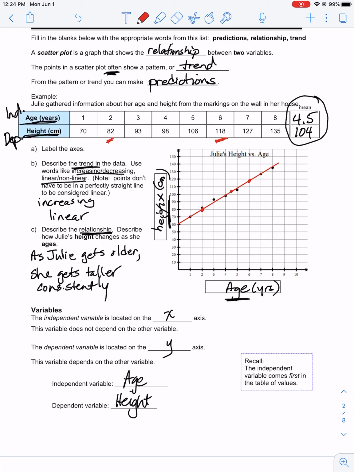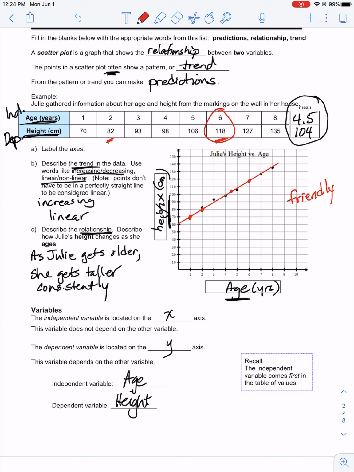I also know that my mean point is on this line, so that's 4.5 and 104. You want to pick friendly points. So friendly points are points that you either know exactly what the coordinates are, so they actually come out of your data set, like the 6 and the 118.